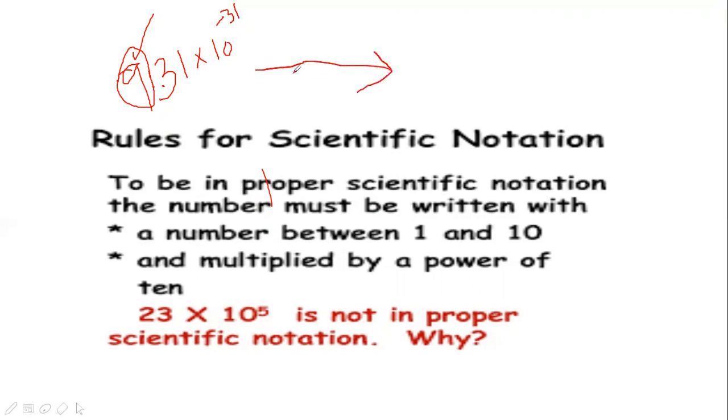So if you write this number in the second step or in the third step, you will make a mistake. Now, the next thing is 23 cross 10 raised to power 5 is not proper scientific notation. Why? If you look at this number, this is the decimal place. There are two non-zero digits, 1, 2. So this is not a scientific notation.